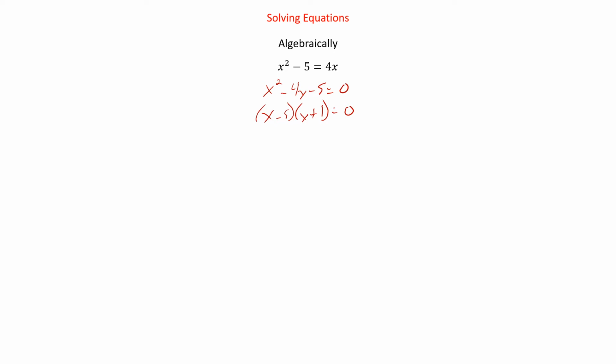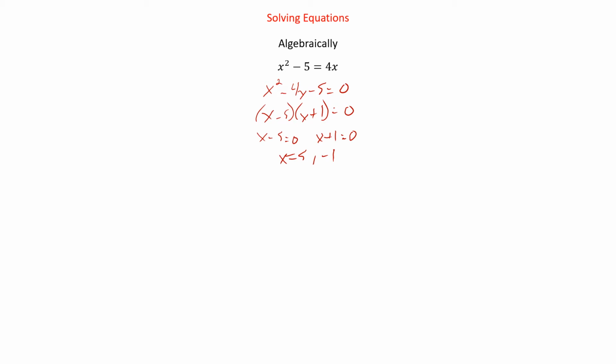So we have that. Now we have this zero factor principle, which all that says is if you have something times something equals 0, one of those things has to equal 0. So either x minus 5 equals 0, or x plus 1 equals 0. So x will equal 5 or negative 1. So we can solve that by factoring. But that's not the only way we could do it.